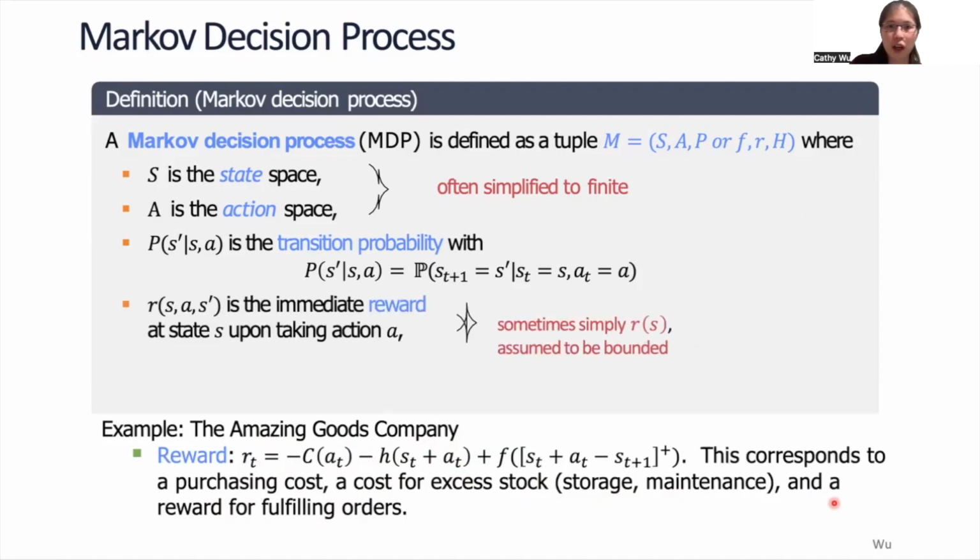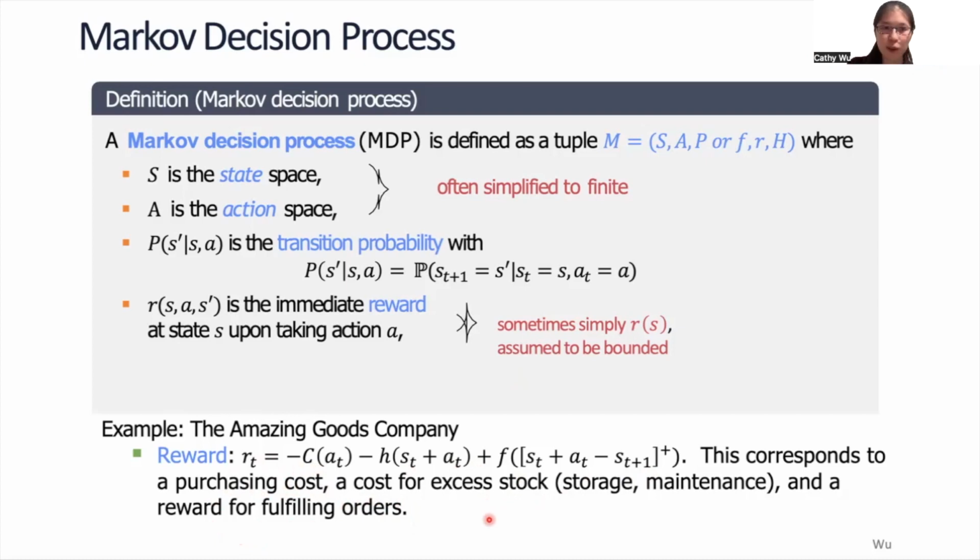Good. The reward, this is a really important piece because this specifies what we are trying to optimize. So here the reward function is that combination of those multiple costs and profits that was specified in the problem, corresponding to a purchasing cost, a cost of excess storage, and a reward for fulfilling orders.